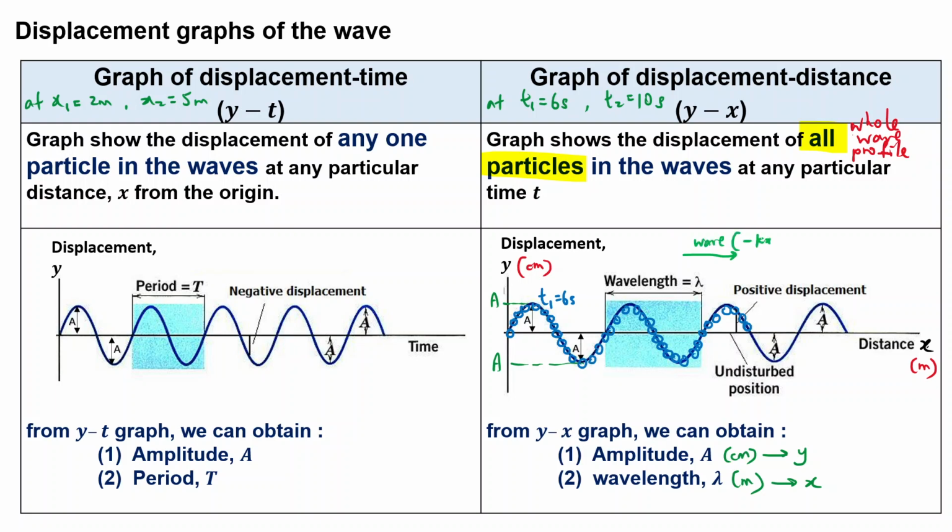Iaitu negative kx. Ya, negative kx ialah direction kan. You understand why it's negative kx? The direction. Negative means direction lah, to the right. Let's say the wave is moving to the right, and this wave is the whole wave at 6 seconds. It is at this position. All the particles at this position have different displacement. You can see.